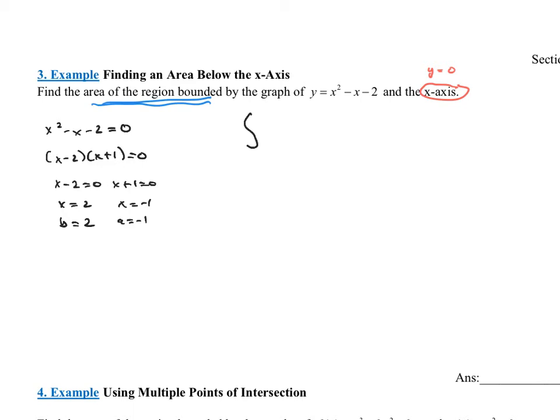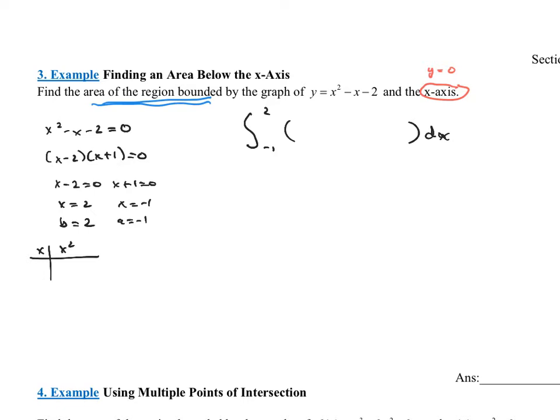So I know I'm going to do the integral from negative 1 to 2 of the top function minus the bottom function with respect to x. The question then being, though, which is the top function, which is the bottom function? So the way that we find which is the top function, which is the bottom function, is we need to plug in an x value in the interval into each of the functions.